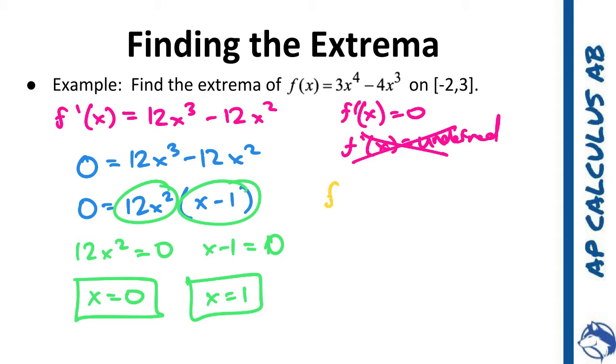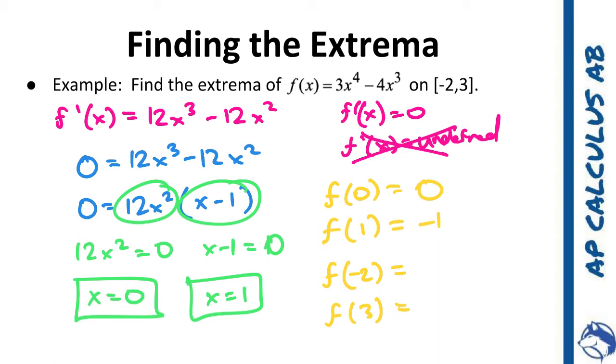So I need to find f of 0, f of 1, f of negative 2, and f of 3. I'm going to use my calculator to do this. You can also do this in your head; it shouldn't be too tricky. But 0 is my favorite one because when you plug in 0, you just get 0 on this one. F of 1, you're going to get a negative 1.